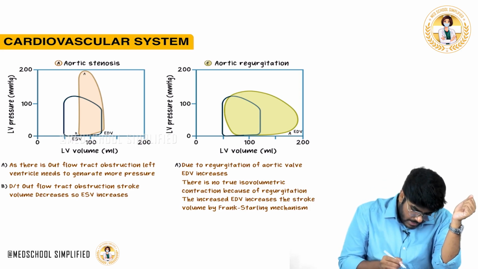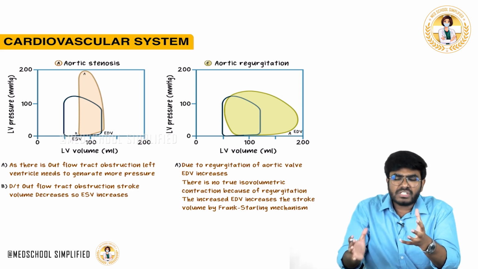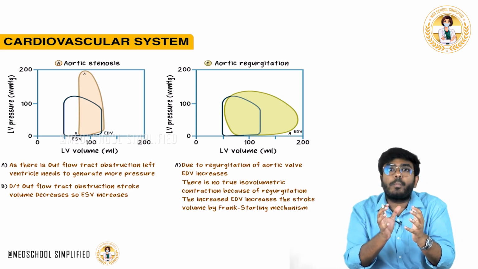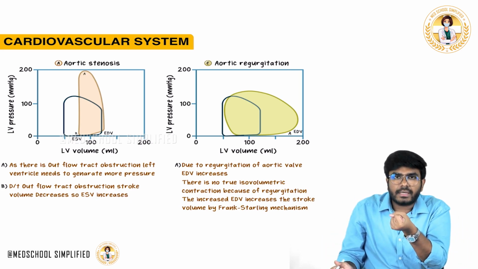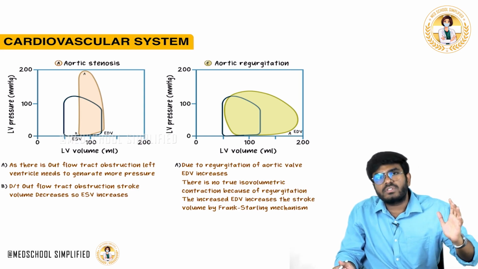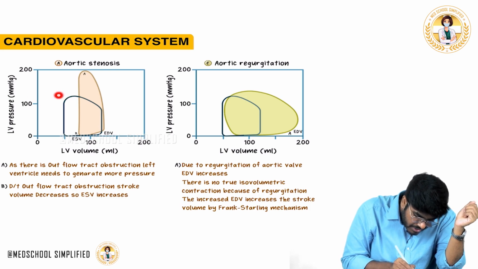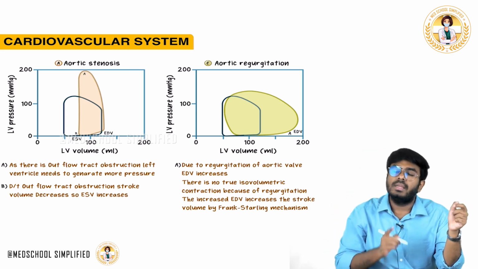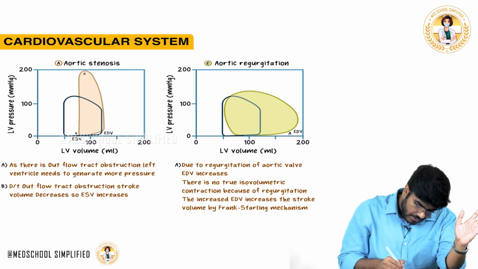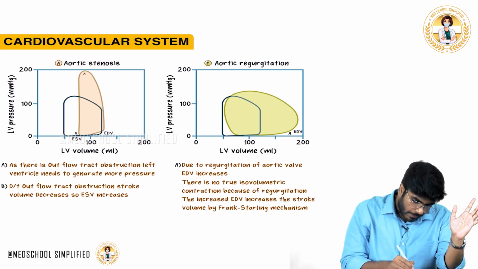Because of this, what happens? As there is an outflow tract obstruction, what does the left ventricle have to do? It has to generate more pressure. The left ventricle has to contract more powerfully to send the blood, because there is an obstruction. So instead of producing 120 mm Hg pressure, it is generating 200 mm Hg pressure. When you see such a tall left ventricular pressure volume loop, that is aortic stenosis only. It is generating so much pressure.